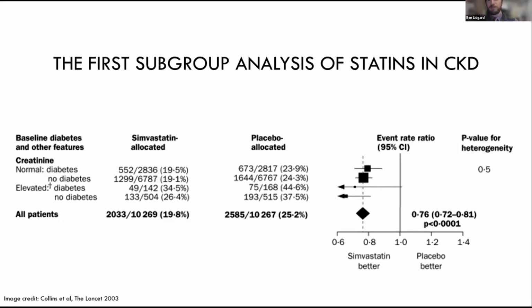And although the authors further stratified here by diabetes status, you do see that there's a signal that statins should reduce risk for cardiovascular disease in patients with elevated creatinine or presumed chronic kidney disease as well. The number needed to treat here looks pretty good.